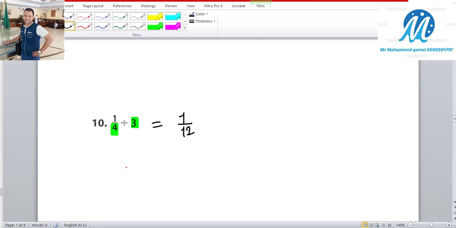So in the same way, you can get your answer when you divide a unit fraction by a whole number. Hopefully it was understood by each and everyone.